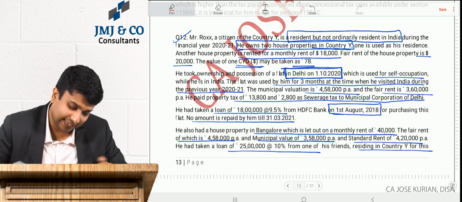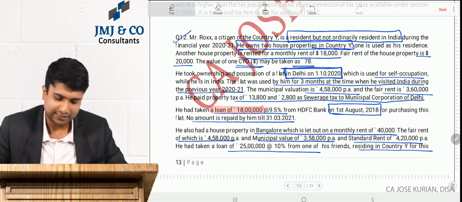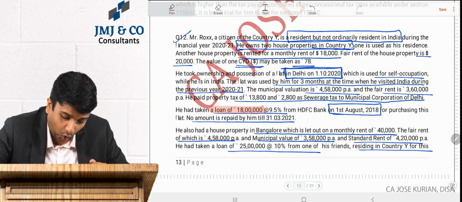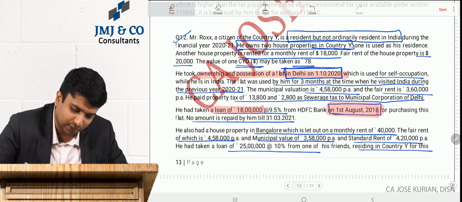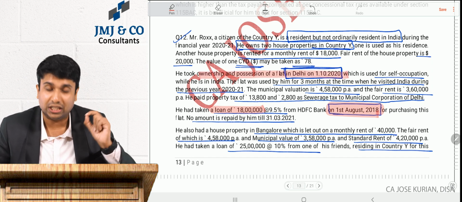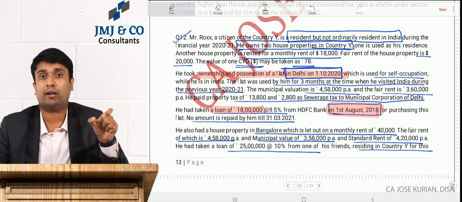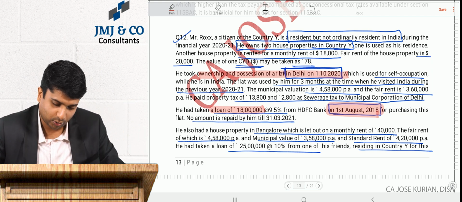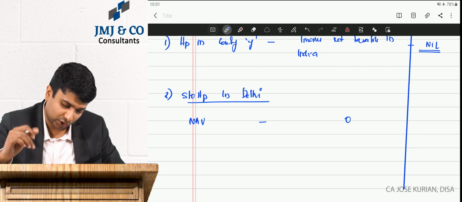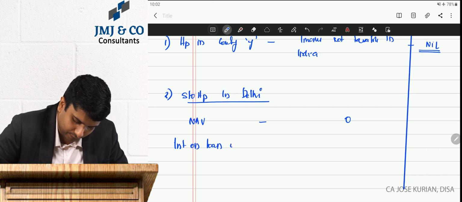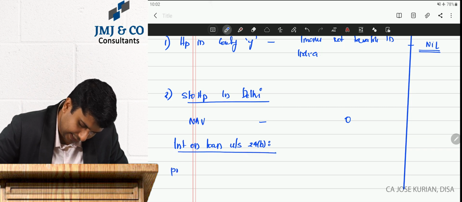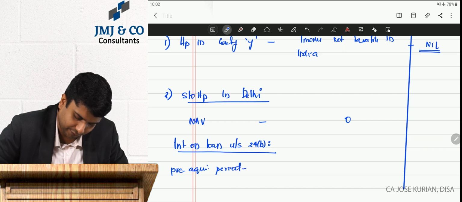It is not possible. And he had taken a loan of 18 lakh at an interest rate of 9.5% in August 2018, and he took the ownership of the property on 1st October 2020. So there is a pre-construction or pre-acquisition period. Alright, so let's compute the interest for the pre-acquisition period. So interest on loan under section 24B, that's what we are going to compute. Pre-acquisition period, and what is the pre-acquisition period?